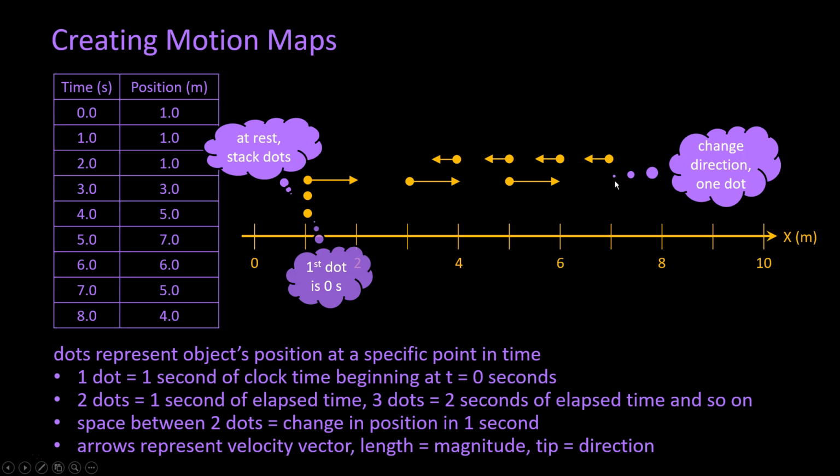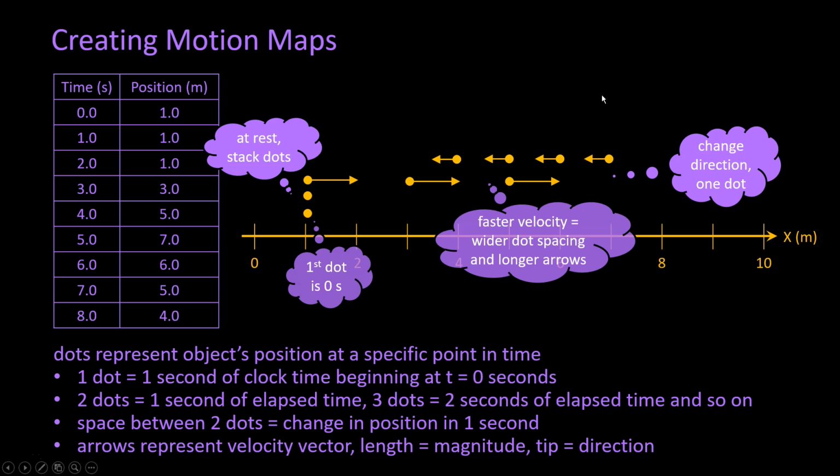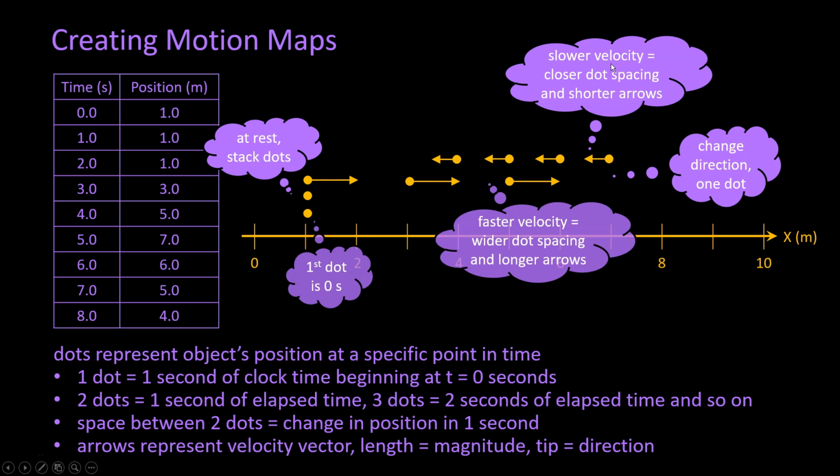But what you cannot do is have a dot here and a dot here, because if you stack dots, it means it stood still. We notice that when the object's moving faster, which in its rightward direction, it's moving faster than in its leftward direction, the dot spacing is wider and the arrows are longer. And conversely, when the object's moving slower, the dots are spaced closer together because the object's not changing position as much in 1 second. And of course, the arrows are shorter.